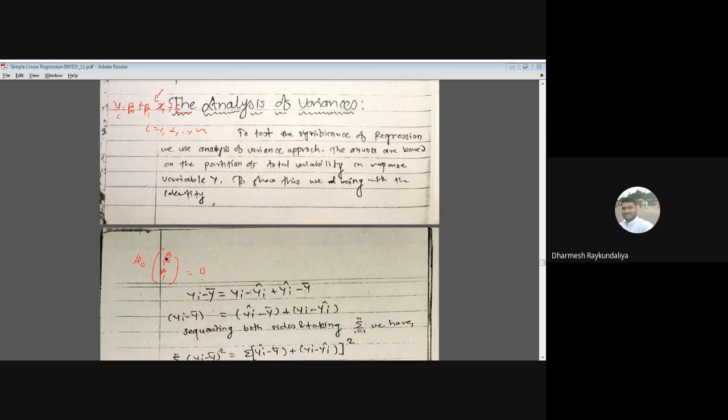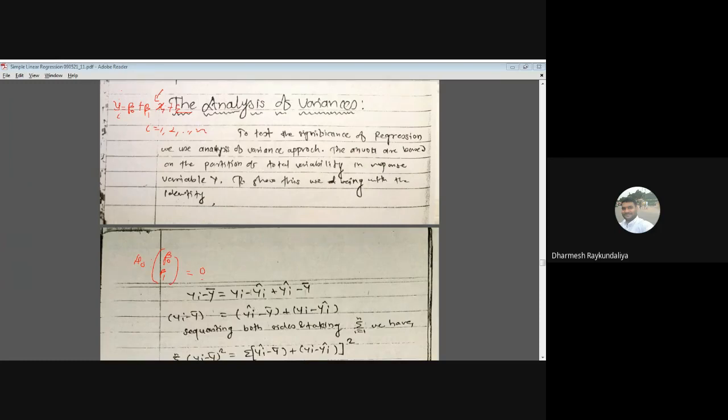Once the hypothesis is rejected, that means beta 0 and beta 1 are not simultaneously 0. Then you wish to see whether they are individually 0 or not. And to assess the individual significance, we apply the concept of a t-test. So that we will see in the next session.